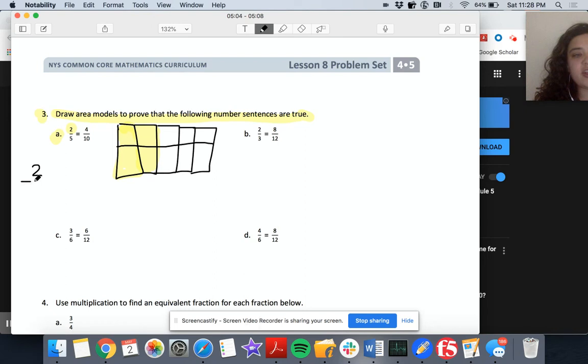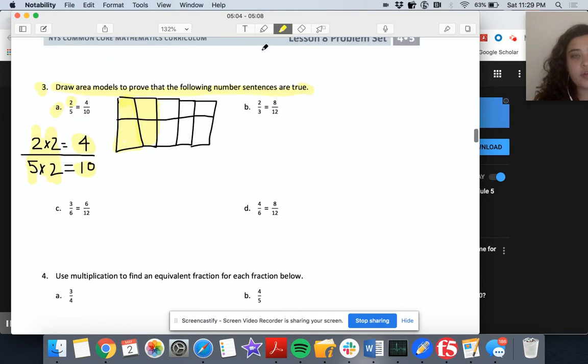How could I have written this in a number sentence? How can I have shown that 2/5 is equal to 4/10? Well, I could have just multiplied the numerator, or the number on top, and the denominator, the number on the bottom, by 2, right? Because each of the original 5 pieces were cut up into 2 pieces. So I could just multiply each of them by 2. And I know then that 2 times 2 is equal to 4. 5 times 2 is equal to 10. So I can say that 2/5 is equal to 4/10.